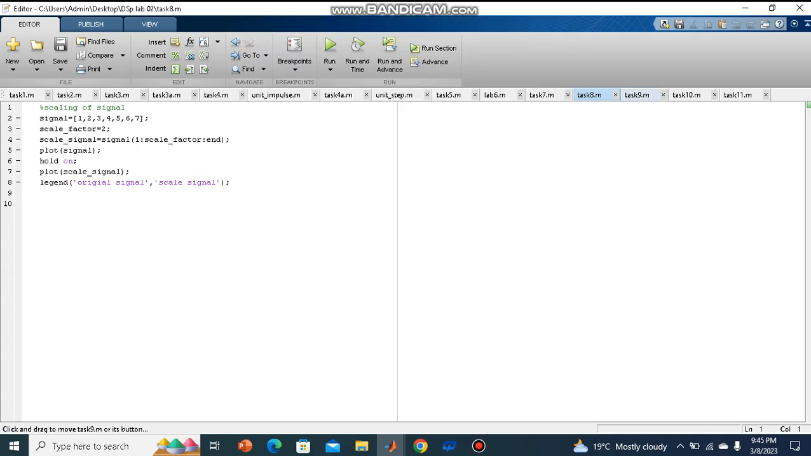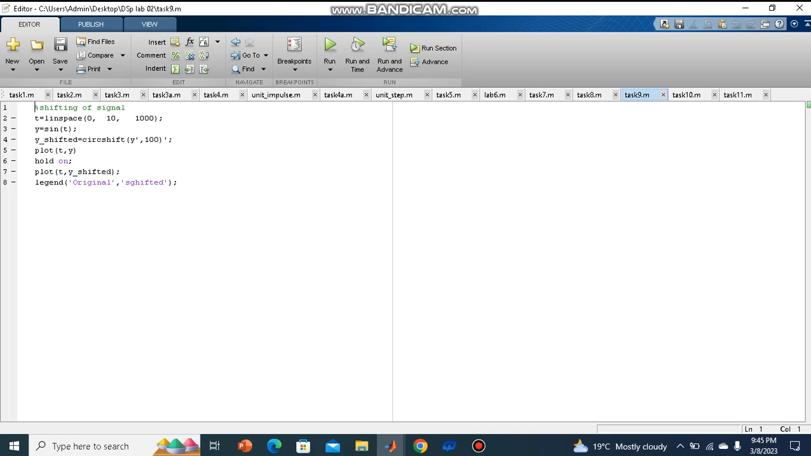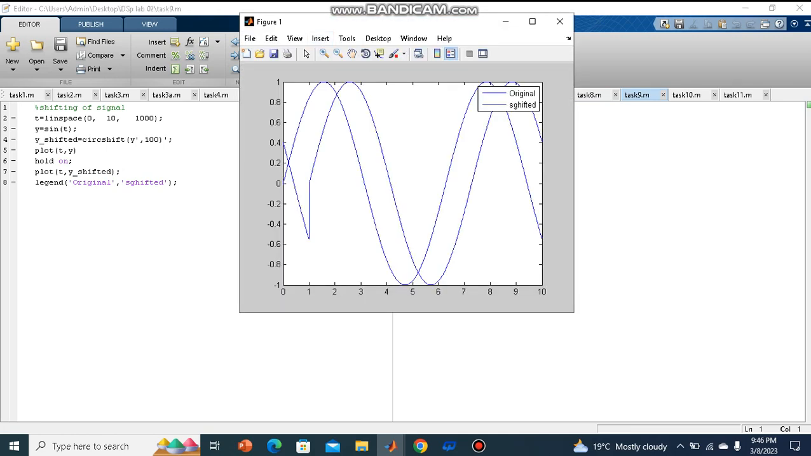Moving on toward task 9, shifting of a signal. Shifting a signal means there is some original signal and we will shift that. By shifting it, we can see that two signals are shown sinusoidally. One of them is the original and the other one is the shifted one.